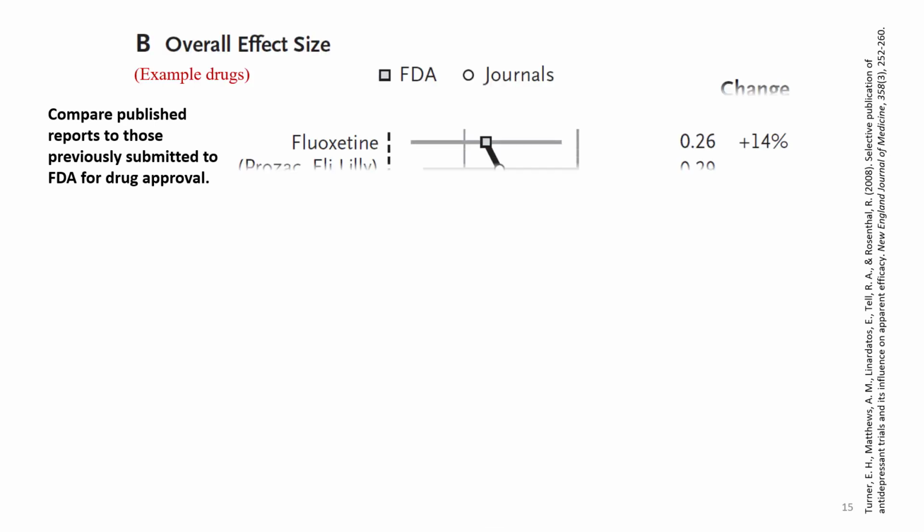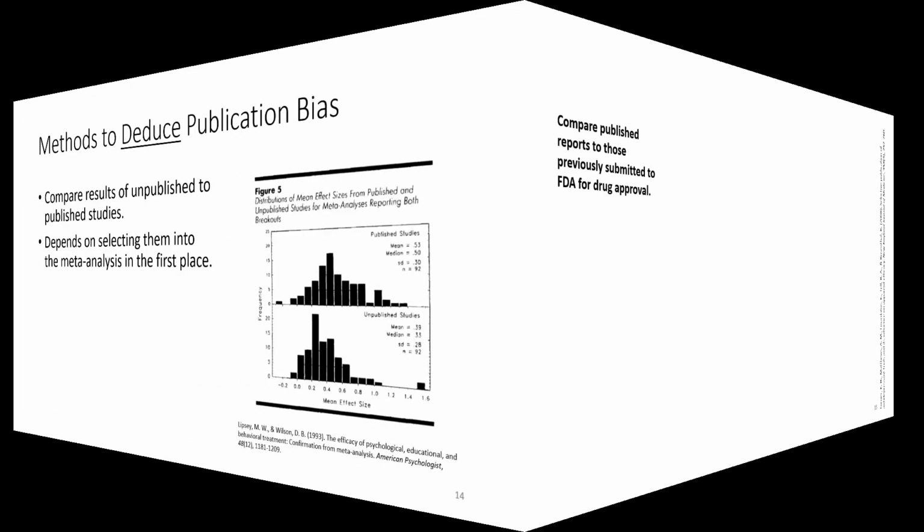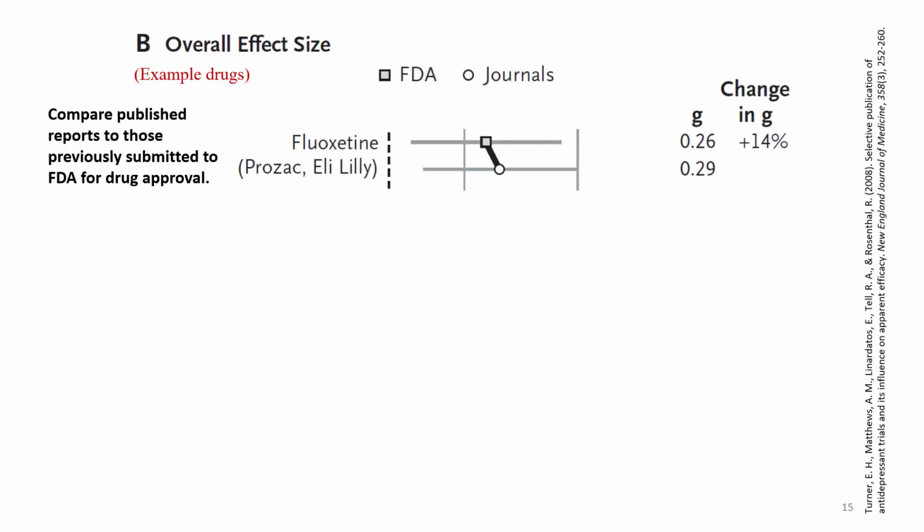Here's another way that's come out. You could compare published reports to those that were previously submitted to the Food and Drug Administration for drug approval. So, I mean, this routinely happens with any drug. And so you can now go and look at the reports. These are all public domain. You can get them by a FOIA, Freedom of Information Act. And here's maybe the most famous example of it.